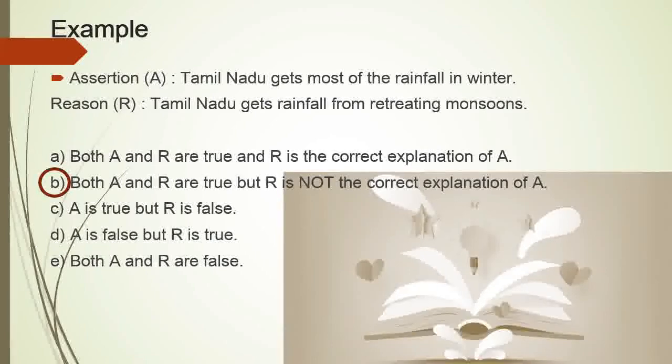So the answer for this is option B. Both A and R are true, but R is not the correct explanation of A. The explanation for this is, Tamil Nadu usually gets its highest rainfall in the rainy season, whereas it gets retreating rainfall in the winter season. But it is not the most of the rainfall of Tamil Nadu.